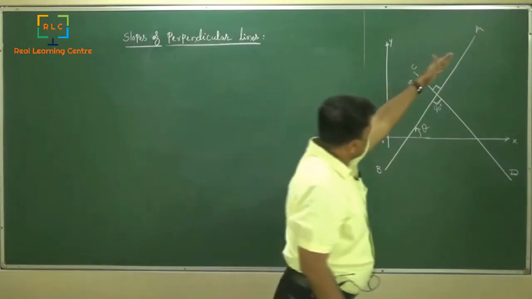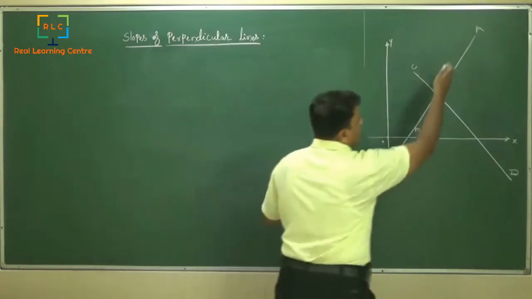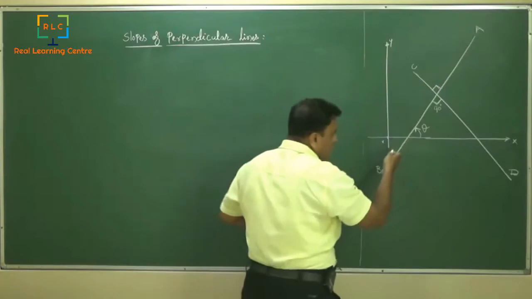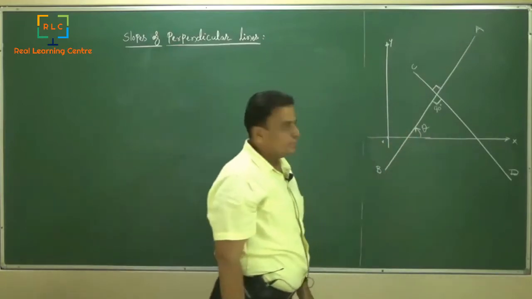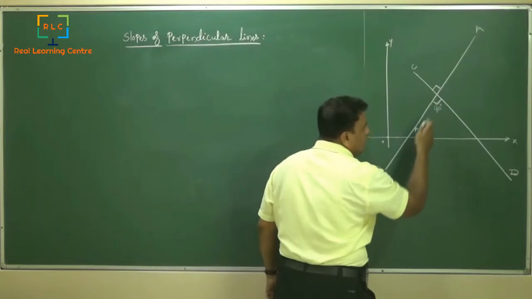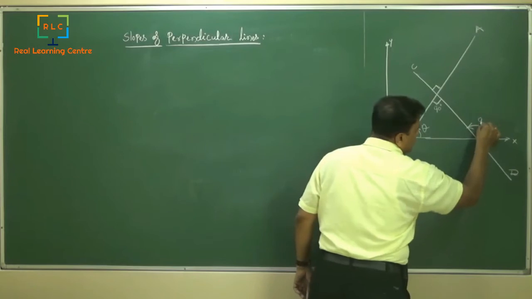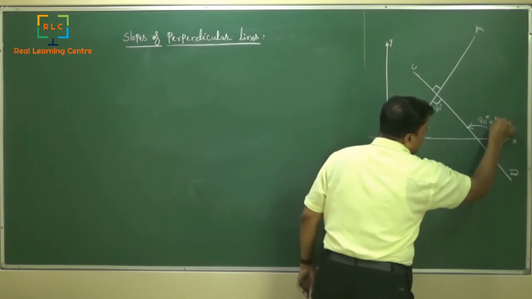Yes, AB and CD lines are perpendicular to each other, and let us assume that the line AB has inclination theta. As we know, in any triangle the sum of the two interior angles is always equal to the exterior angle. This will be 90 degrees plus theta. Please try to understand.